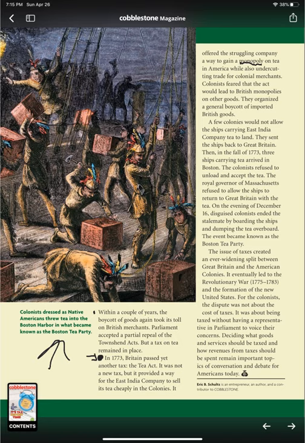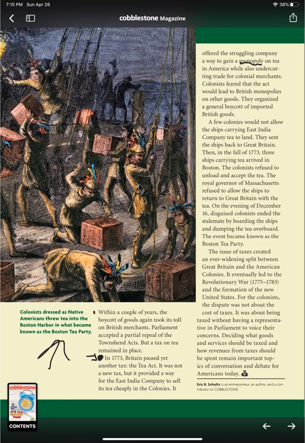Colonists feared that the act would lead to British monopolies on other goods. Remember, glass and paper are very important there too. They organized a general boycott of imported British goods. A few colonies would not allow the ships carrying East India Company tea to land. They sent the ships back to Great Britain, and then, I feel like there should be a drum roll here.